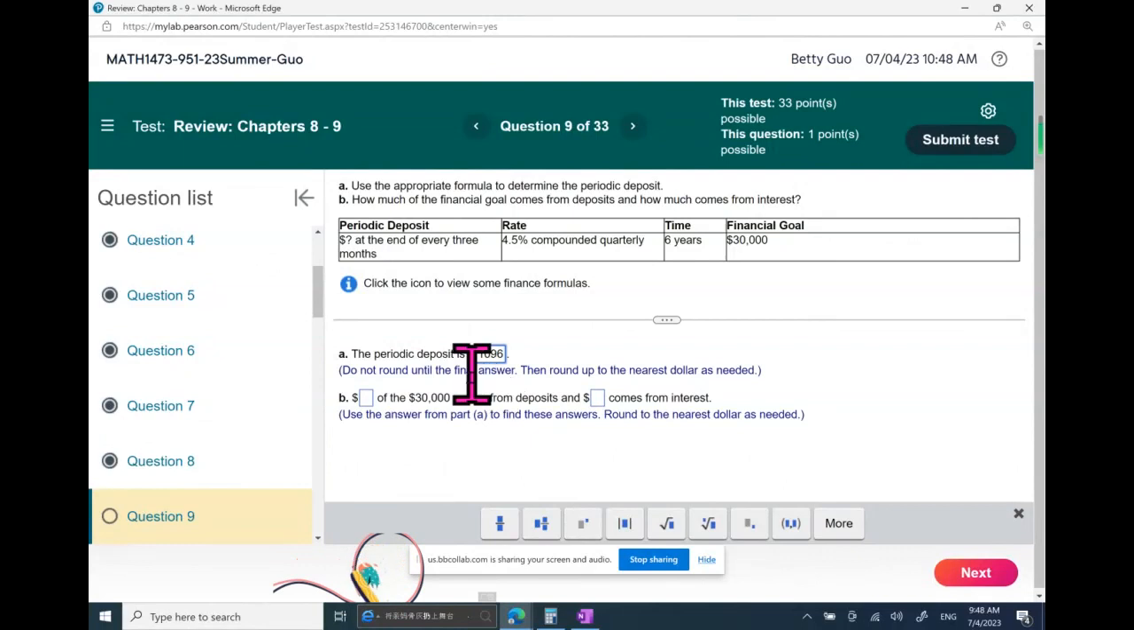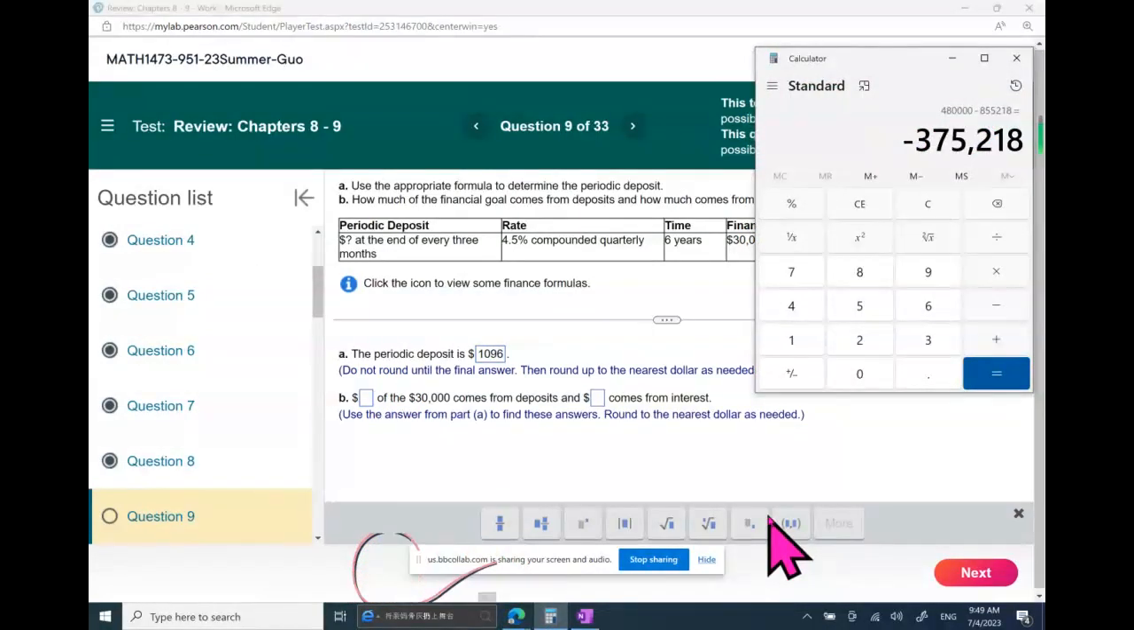1096. And how many of those dollars are from deposits? Then let's figure that out. You deposited 1096 every quarter, right? For 6 years, so times 24, and that's how much you deposit. So that much money comes from deposits. 26304.